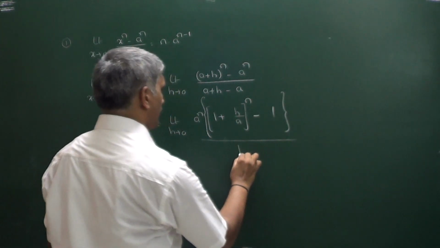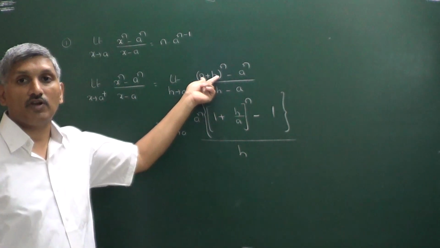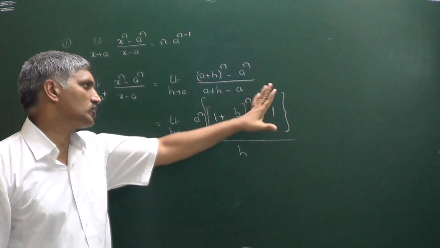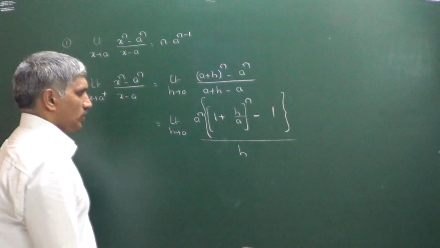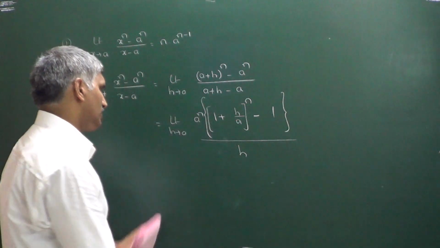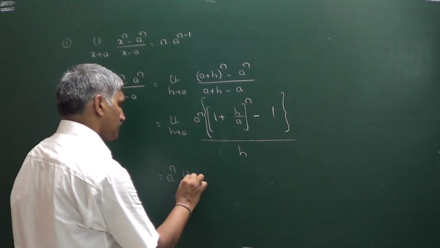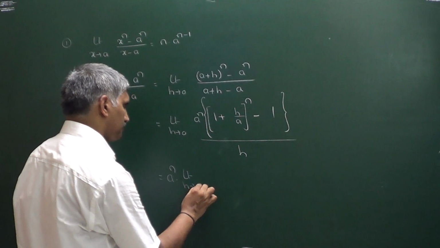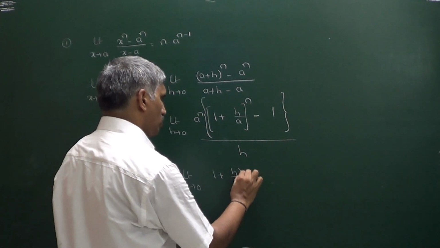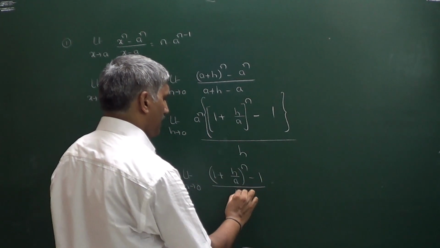Divided by h. So from here I take a common, a will come outside as a(1 + h/a) minus 1. Now this a to the power of n does not depend on the limit. That's why we can write outside: this equals a to the power of n into limit h tends to 0 of ((1 + h/a) to the power of n minus 1) divided by h.